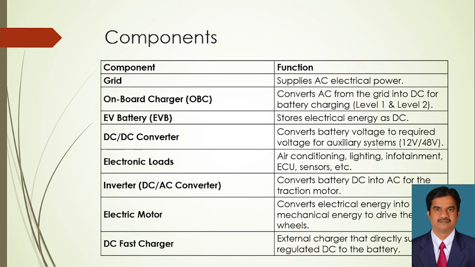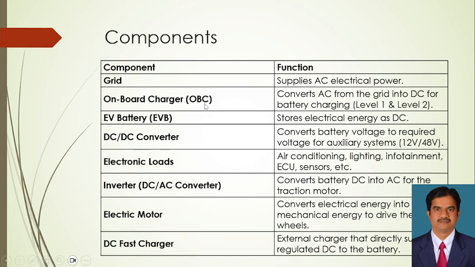Now the components of the charging process or charger are grid, onboard charger, simply called OBC, EV battery, EVB, DC to DC converter, which may be called a chopper, electronic loads, inverter, DC to AC converter, electric motor, and DC fast charger. What is the function of the grid? It supplies the AC electrical power.